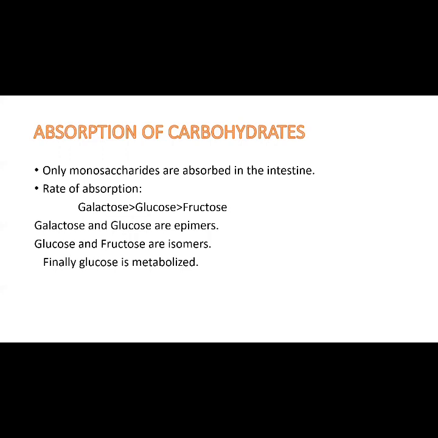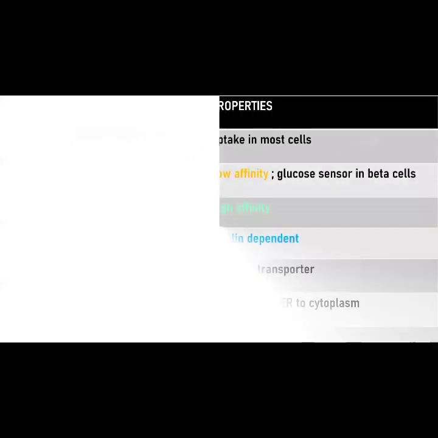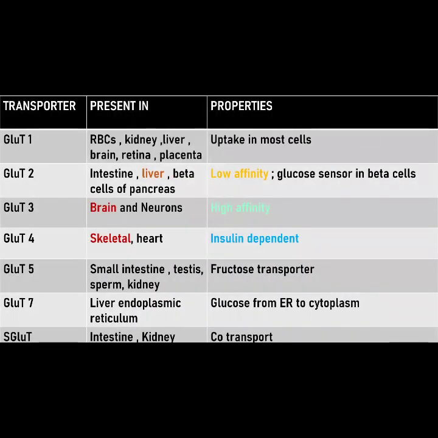Finally, glucose will be metabolized. For that, it has to reach the various organs from the intestine: liver, brain. Brain is a major user of carbohydrates as an energy source. So we have different types of transporters to transport glucose. Glucose has specific transporters, which are transmembrane proteins. The transporters are GLUT1, GLUT2, GLUT3, GLUT4, GLUT5, GLUT7, and SGLT.